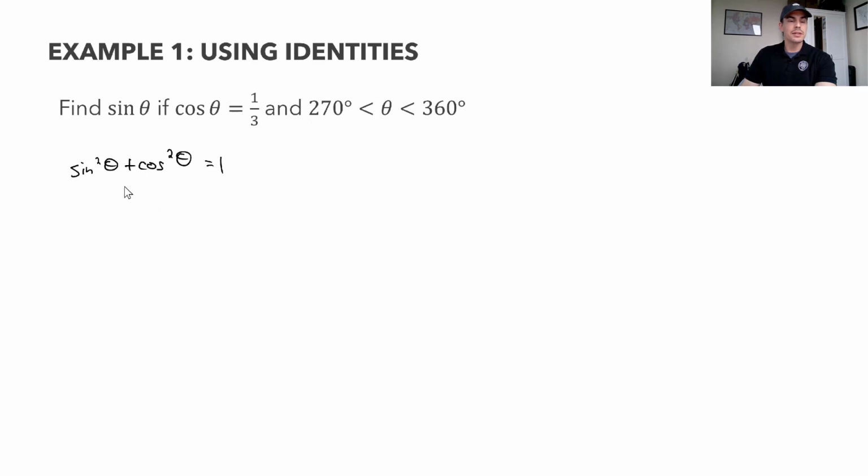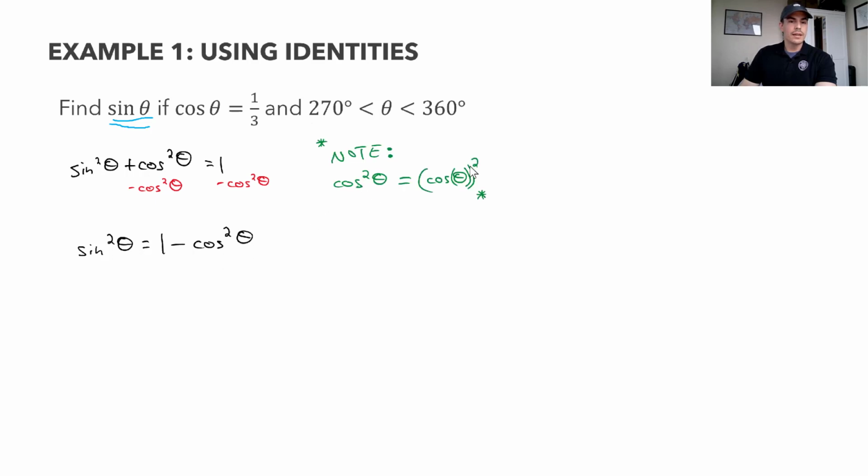Okay, so we've got sine squared theta plus cosine squared theta is equal to 1. I'm going to subtract cosine squared on each side since I'm looking for sine. All right, so sine squared theta is equal to 1 minus cosine squared. And note that cosine squared theta is equal to cosine theta quantity squared. These two are the same thing. This is just another way of writing this. Okay, I can write these both the same way. So cosine theta we're given right here as 1/3, right? So I'm going to take 1/3 and square it, and that's going to be this term of cosine squared theta.